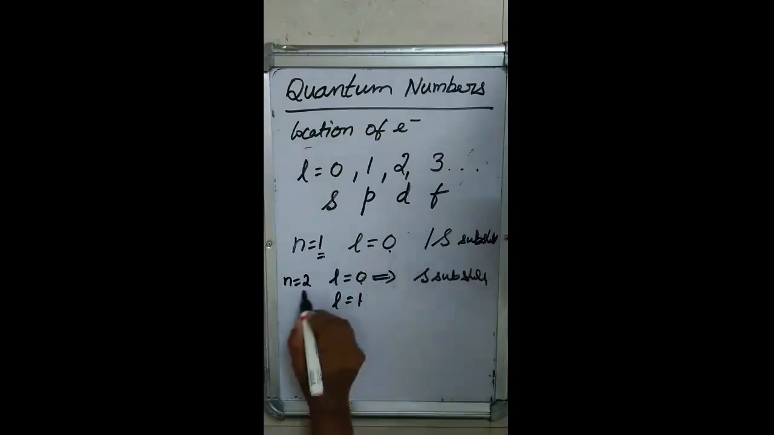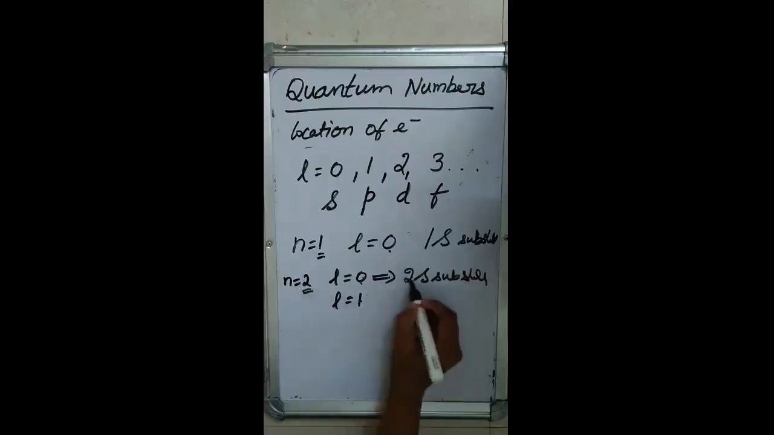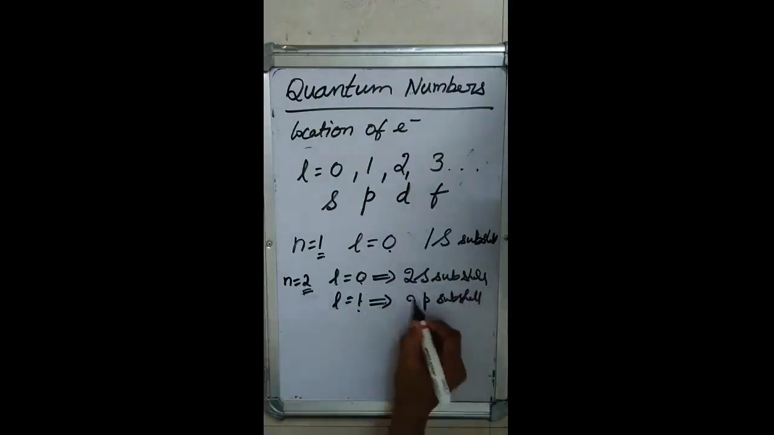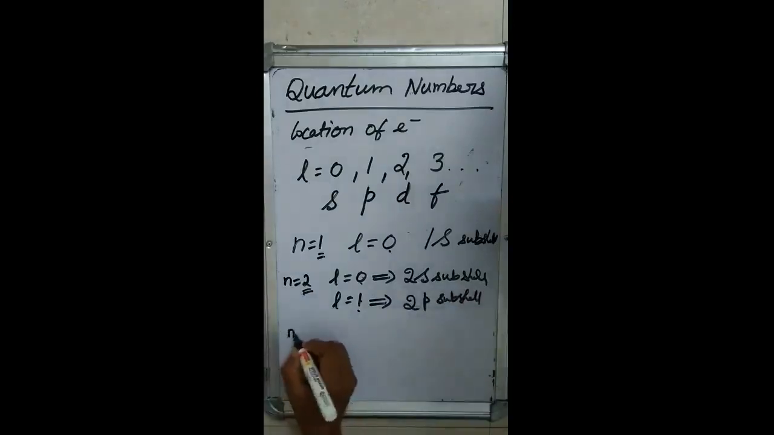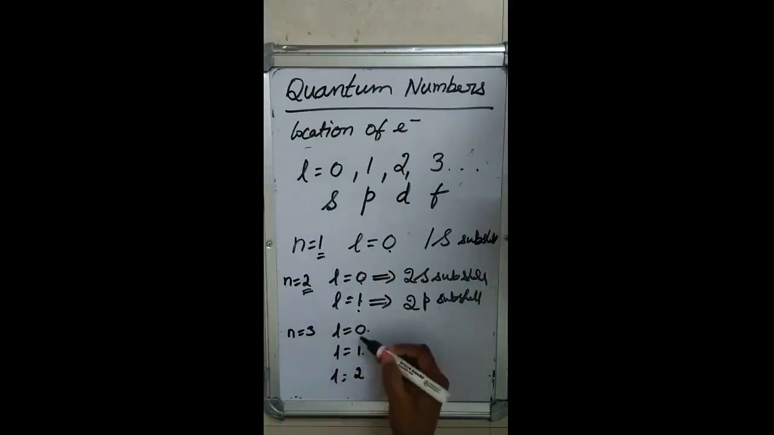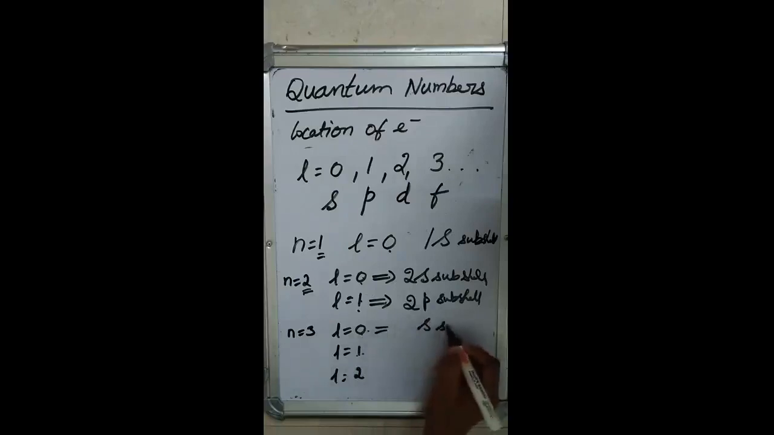But which s subshell? Since n is equal to 2, it is written as 2s. l is equal to 1 means it is a p subshell. Since n is equal to 2, you should write 2p. In the same way, n is equal to 3 means how many values should I write? 3 values. l is equal to 0, 1, 2. So 3 values have been written: 0, 1, 2. So 0 means what is the subshell? s subshell. I hope you understood.